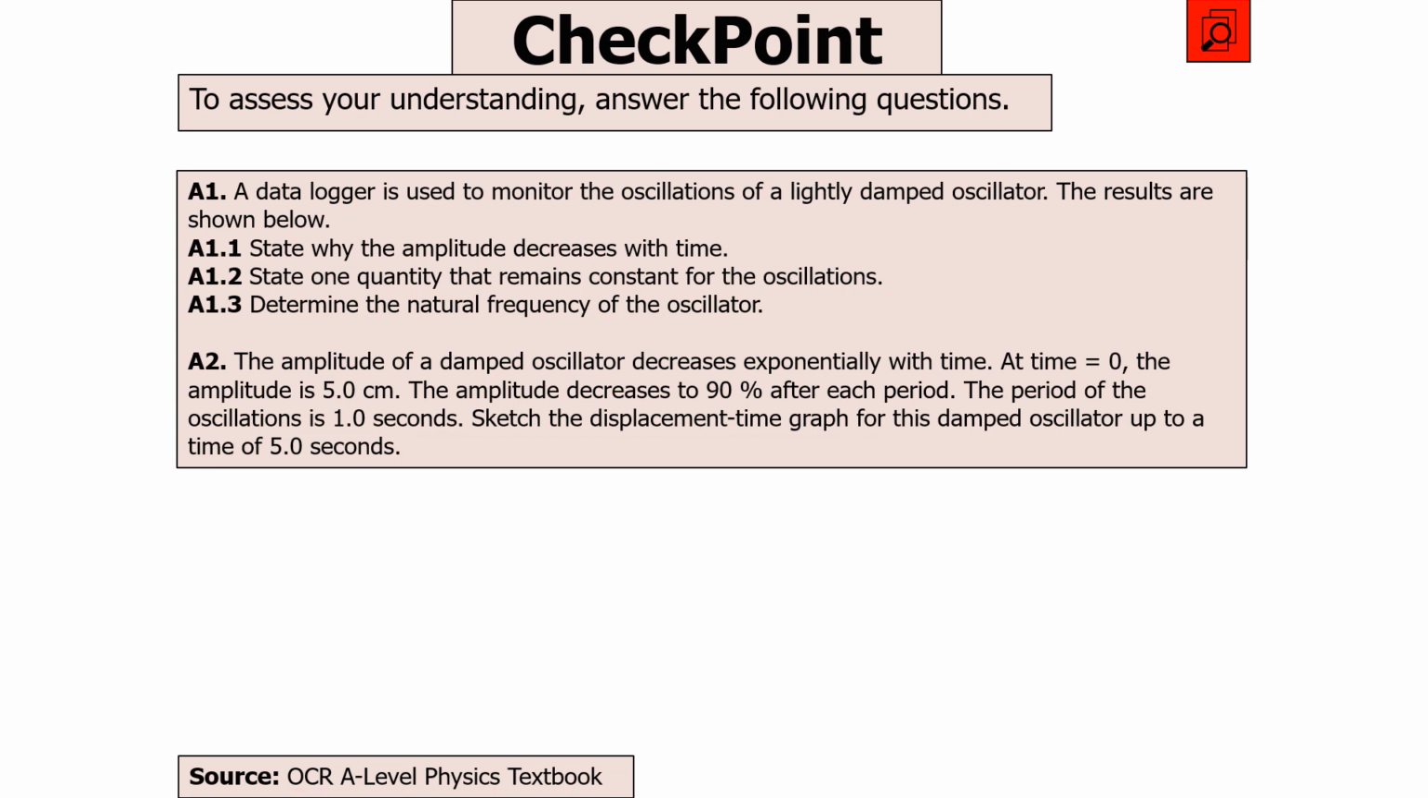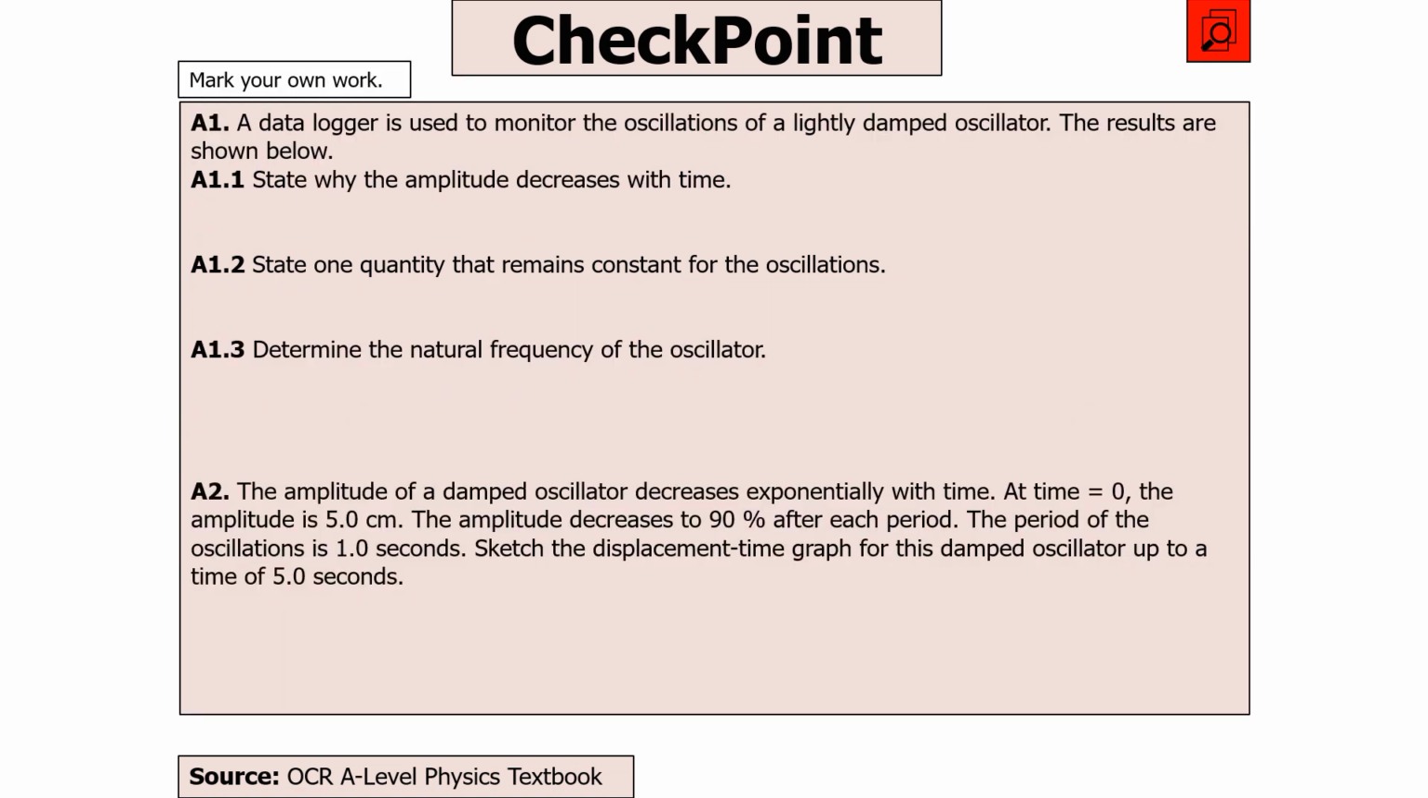The amplitude of a damped oscillator decreases exponentially with time. At t equals 0, the amplitude is 5 centimeters. The amplitude decreases by 90% after each period. The period of its oscillation is 1.0 seconds. Sketch the displacement-time graph for this damped oscillator up to a time of 5.0 seconds. So pause the video now, then unpause the video when you want to go through your answer.